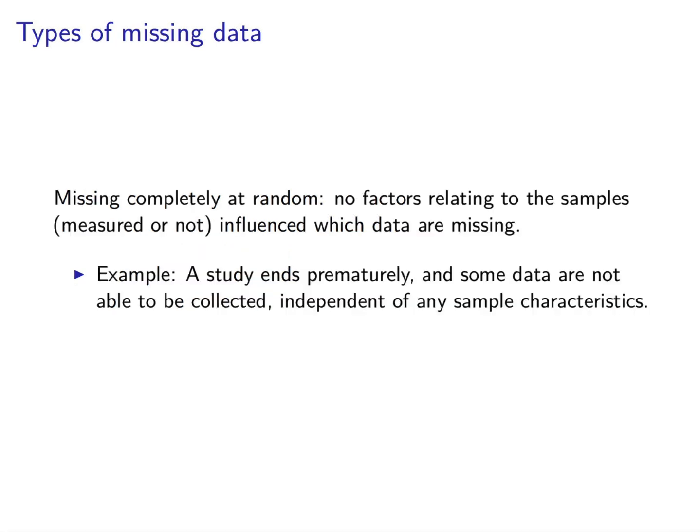So some examples of these include a study that ends prematurely, and some data are not able to be collected independent of any sample characteristics. This would be considered missing completely at random. The only thing that caused the missingness in this example is that the study ended early. So unless you have changed how you're sampling observations, there should be nothing different about observations that were followed as long as they were supposed to be.